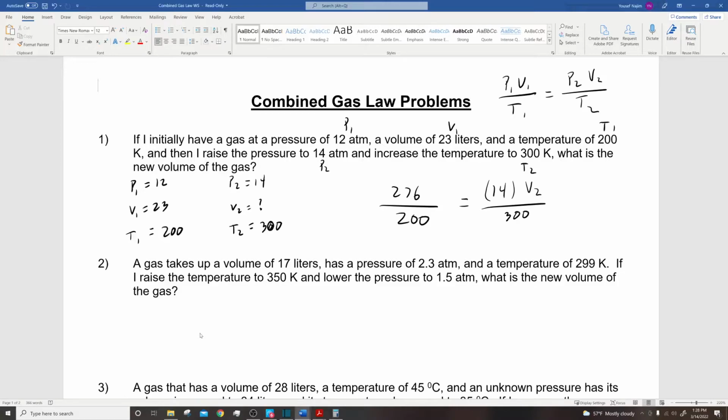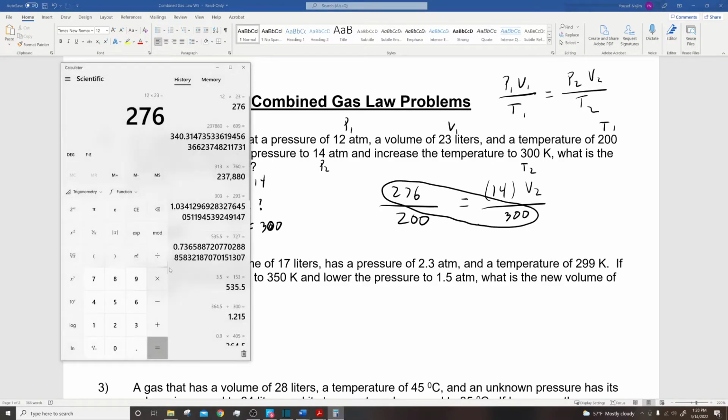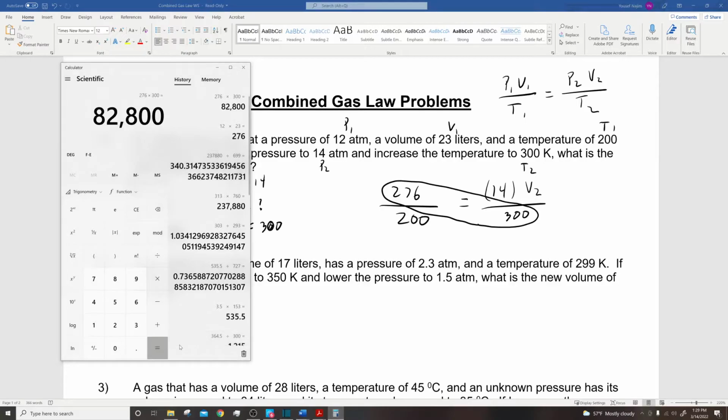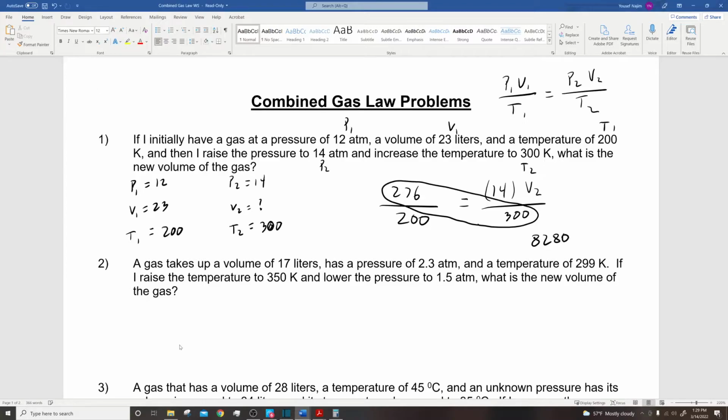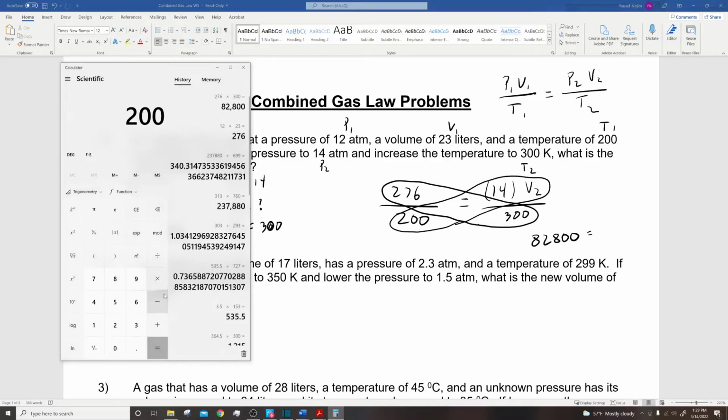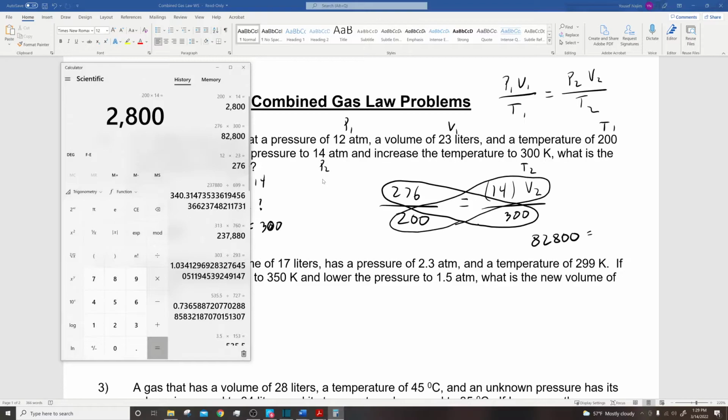And now it's just a regular Charles Law problem. So let's go ahead and cross multiply. 276 times 300 gives us 82,800. Bring down the equal sign. And then we need to cross multiply the other side. So 200 times 14 gives us 2,800 V2.